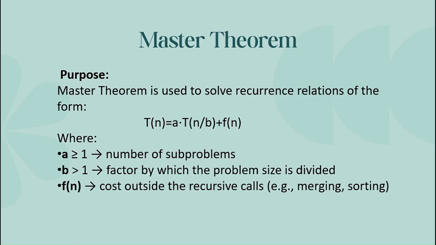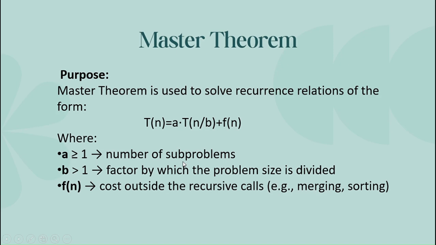Our next topic is the master theorem. The master theorem is used to solve recurrence relations. It is used to find the time complexity of problems that involve both a recursive part and a non-recursive part. Its formula is T(n) = aT(n/b) + f(n), where aT(n/b) is the recursive part and f(n) is the non-recursive part.